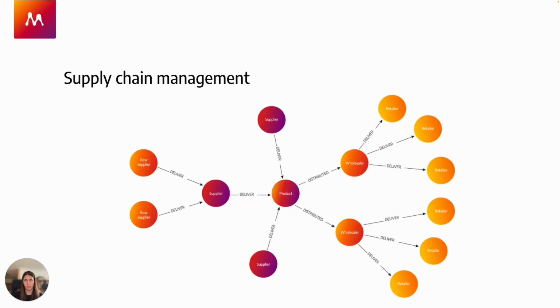Another good, more business-oriented example is supply chain management. Here we have some raw suppliers that deliver something to the supplier, which delivers some kind of product that is being distributed. Here you can detect weak links and maybe then act on time and make sure that everything gets delivered. In that way, you can do different kinds of business risk analysis and so on.